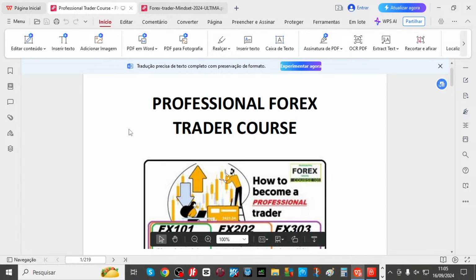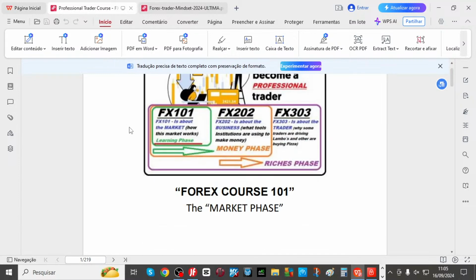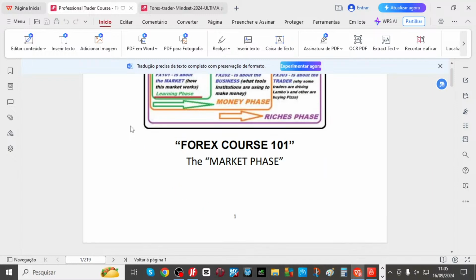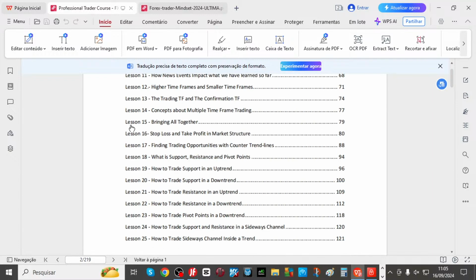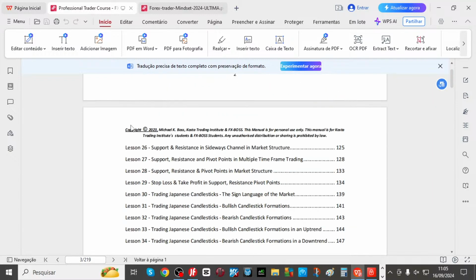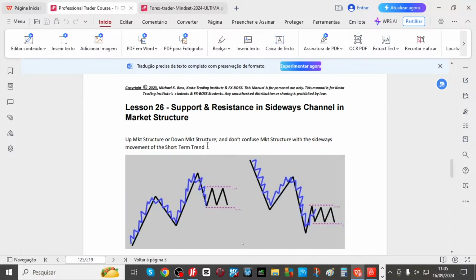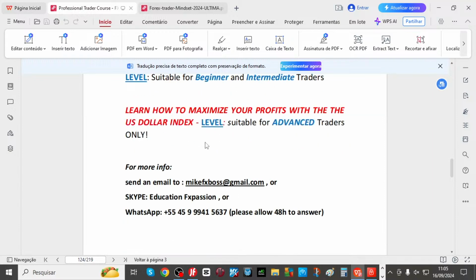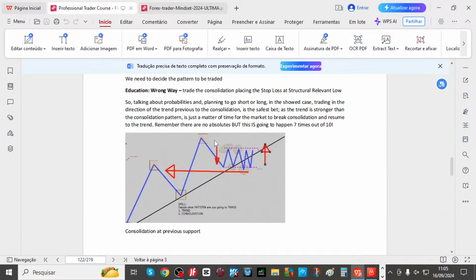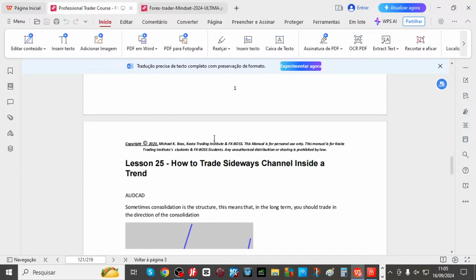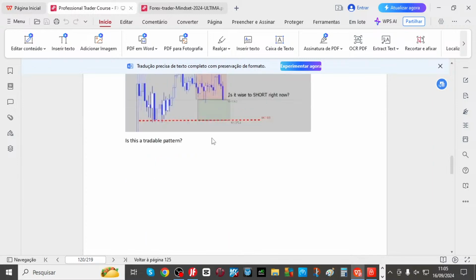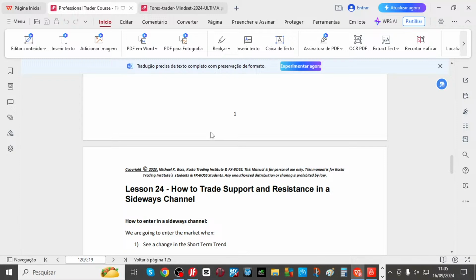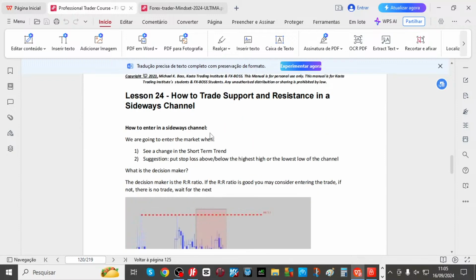So this is the manual, everybody, and today we have how to trade support and resistance in a sideways channel, sideways market. How to trade sideways channels inside a trend. How to trade support. There you go.